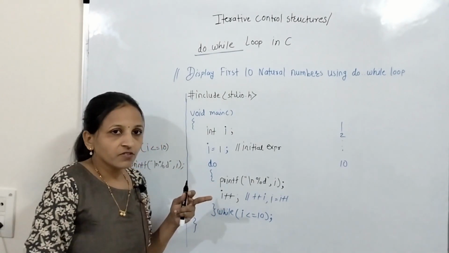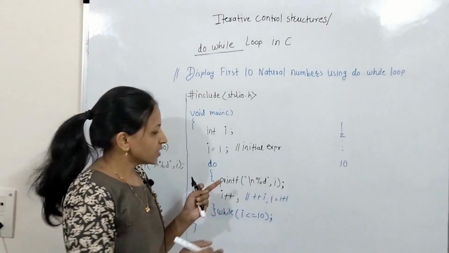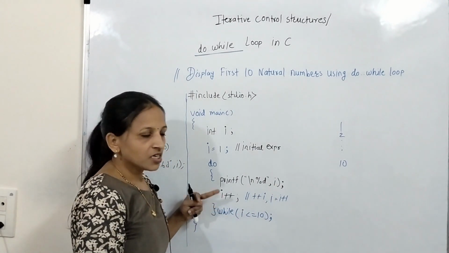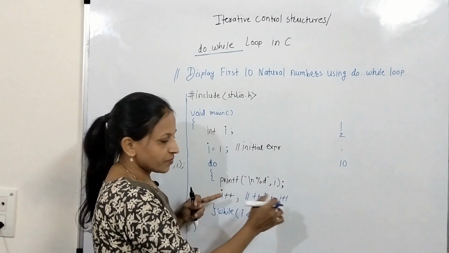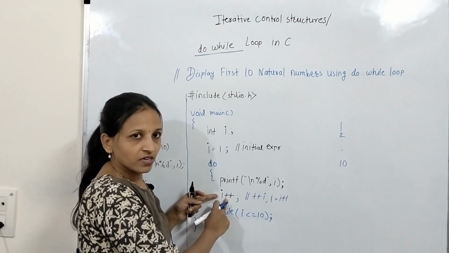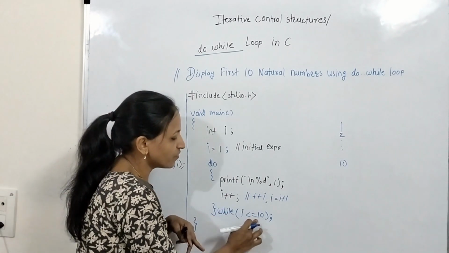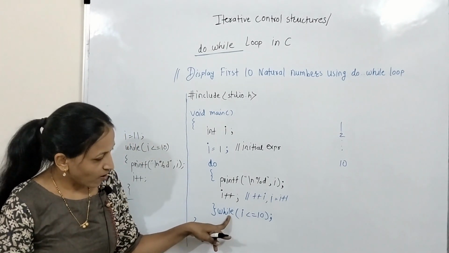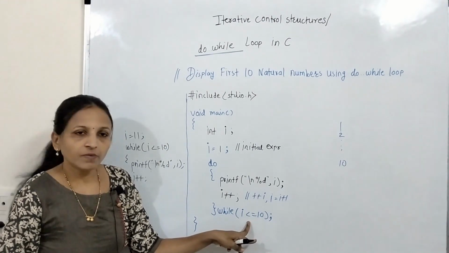Inside that, whatever you want to execute, meaning every time we have to display the value of I. That's why we have written here printf("%d\n", I). Here it will display the value of I initially, and then every time we have to increment the value of that counter by 1. Again and again we have to repeat this task till the value of I is less than or equal to 10. That's why we have placed the test expression inside the brackets of while.